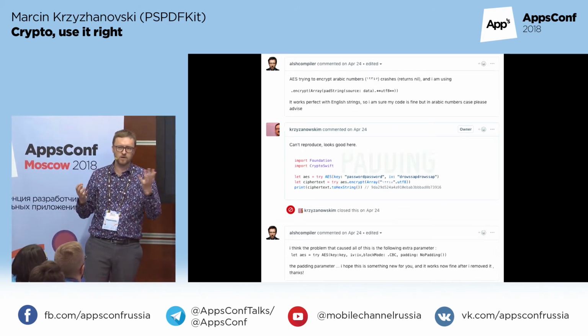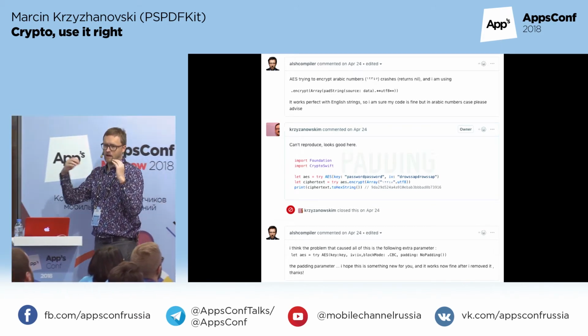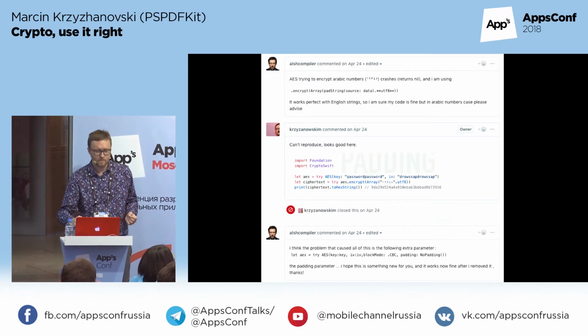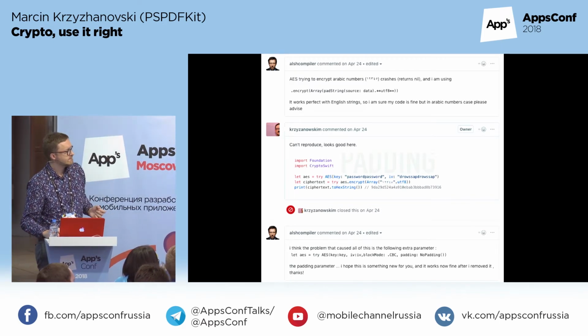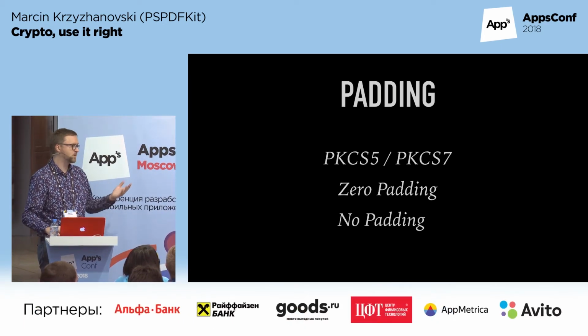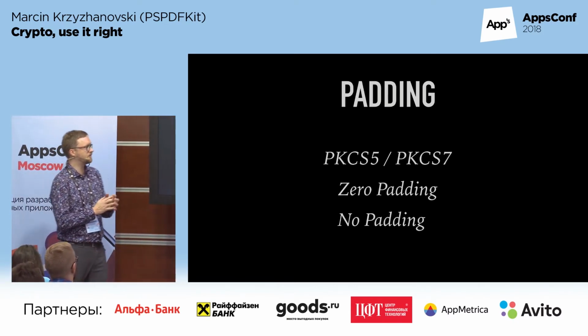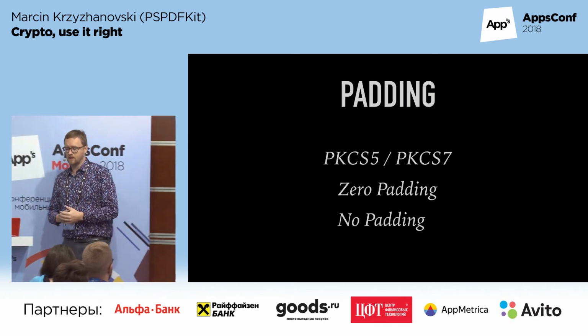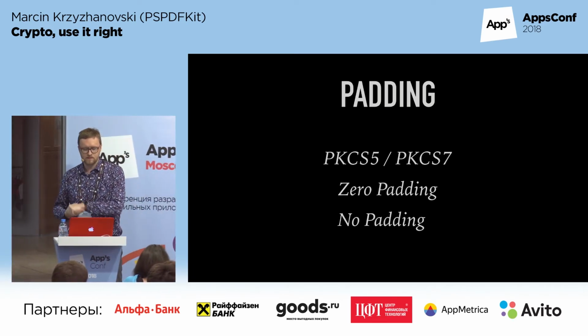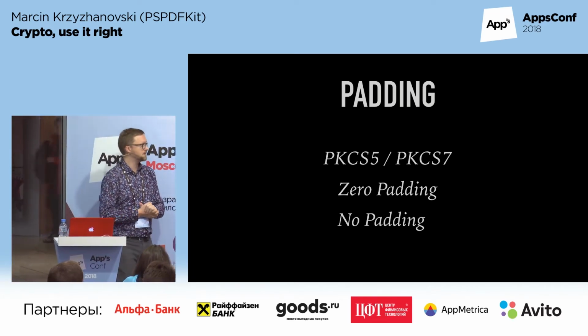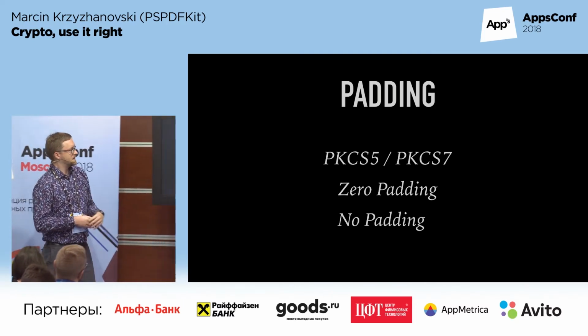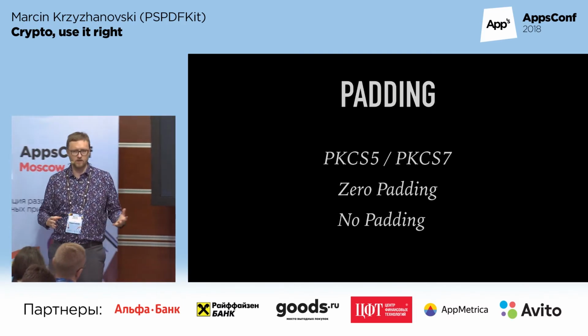You know the word padding, right? It's something like aligning to something. In cryptography, we have three kinds of padding that you can use with your cipher. One is PKCS5, the other one PKCS7, zero padding, and no padding at all.